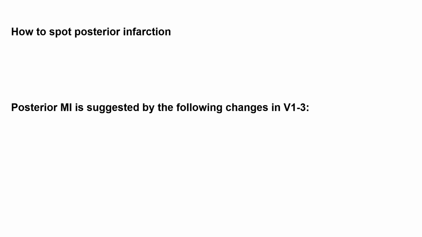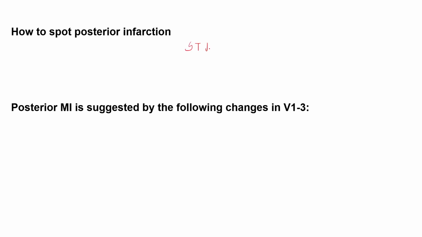Now coming to the last part, that is the posterior myocardial infarction. Now how to spot posterior infarction? Again I have told these posterior infarctions are usually associated with inferior MI. So in an ECG of inferior MI, when you suspect that there is a posterior wall involvement, this point also I have discussed in previous lectures.